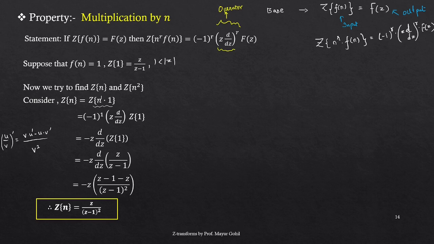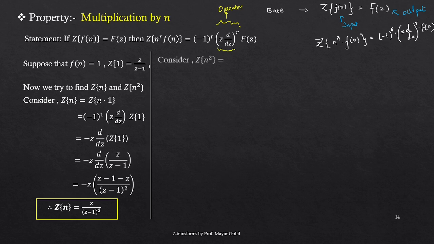Now we remember this as a formula because this will be used later again. Now we find the z transform of n square. So let us see how. Z transform of n square, when we want to do it, we can write n square as n into n. Now we can observe that this n is the portion in which the formula n to the power r is going to be applied, and this one will behave like the function f of n.